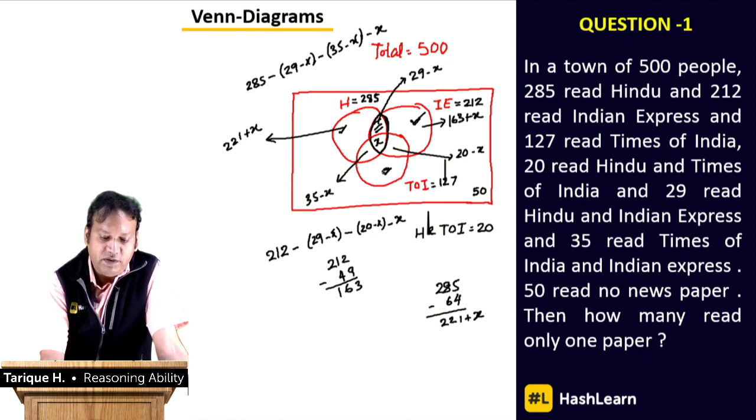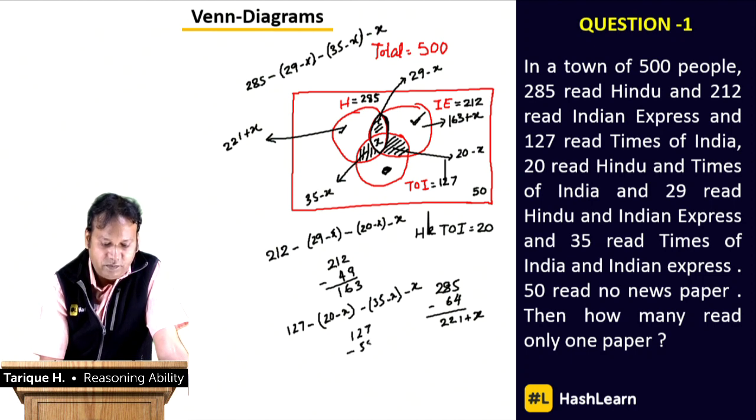Okay. Final area that is left is this part, which is only for Times of India, and let's find out that value also. So we have total 127, and from 127 we can subtract here 20 minus x, this portion, minus this portion, that is 35 minus x, and minus x. So you get 127 minus 55, that's equal to 72 plus x. This area is now 72 plus x. Okay, so we have done this calculation.